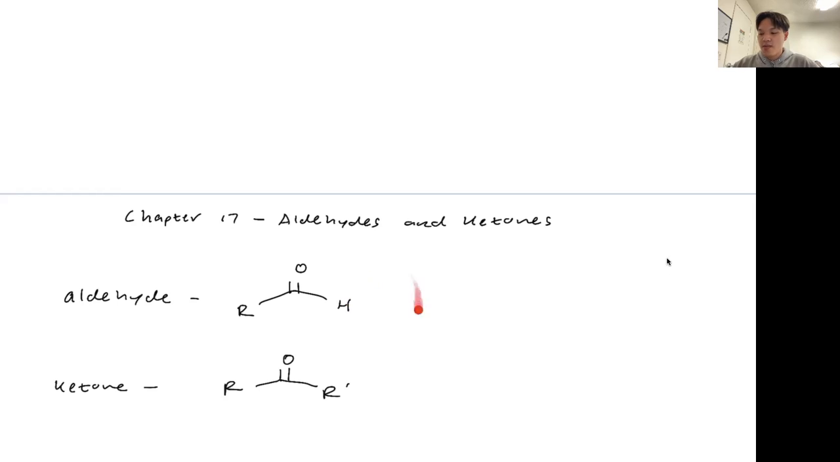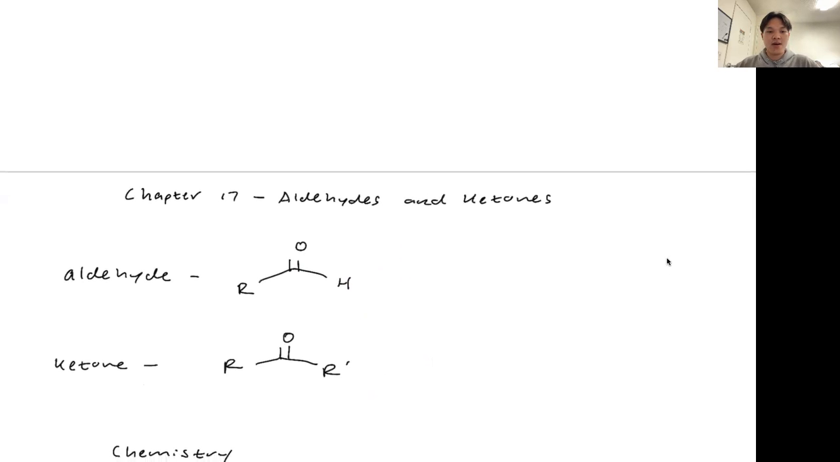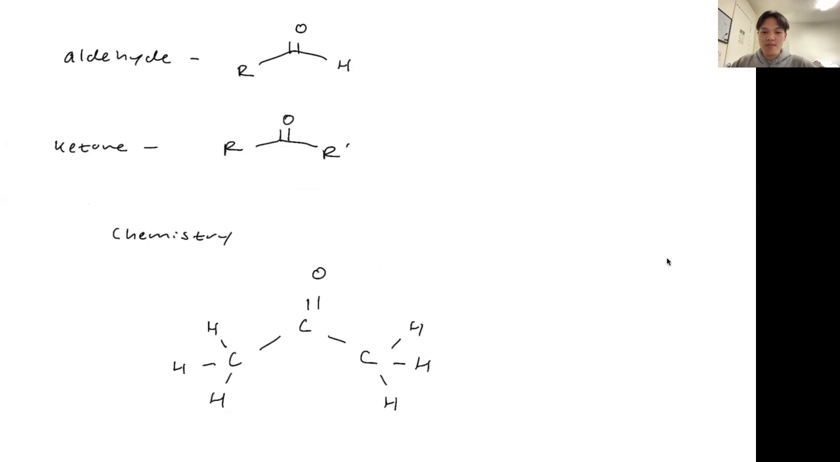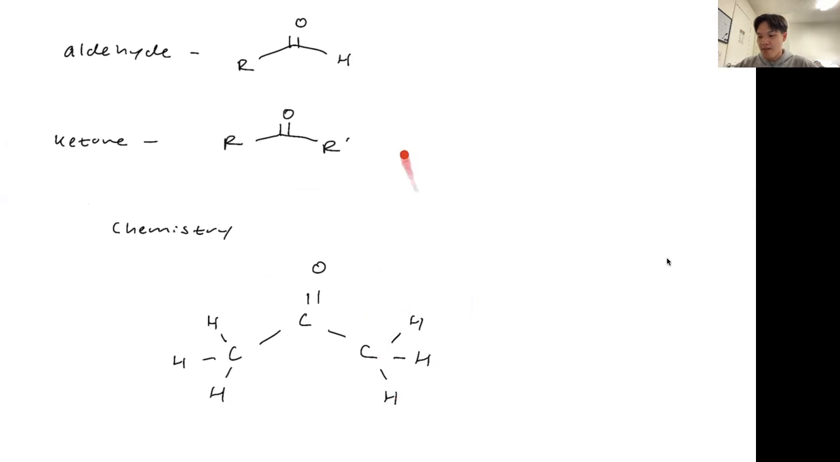Just make sure you know how to draw a ketone and an aldehyde. It's going to be very important. We're going to be dealing with a lot of these today, so some chemistry between them. Here I've drawn this ketone right here. I just have two methyl groups on the side. We know it's a ketone because none of these groups attached to the carbon are hydrogens. So this is a ketone.